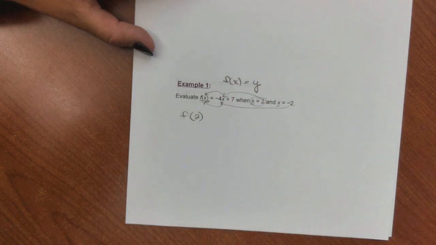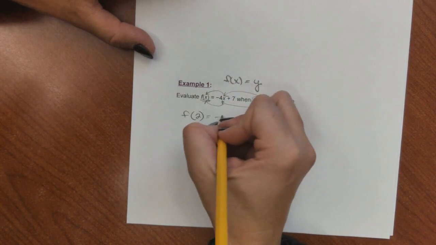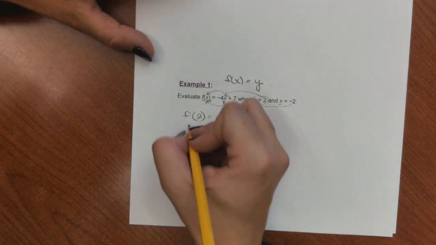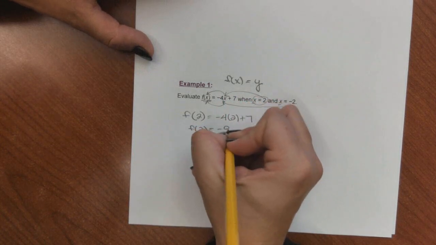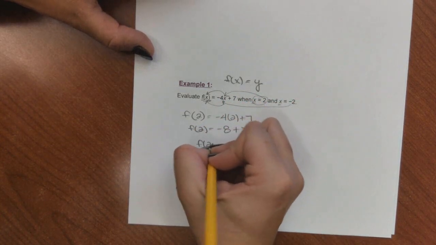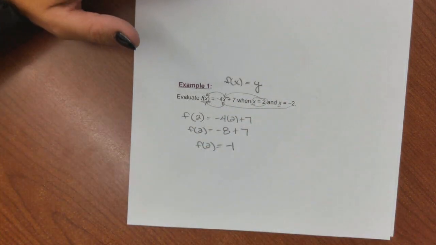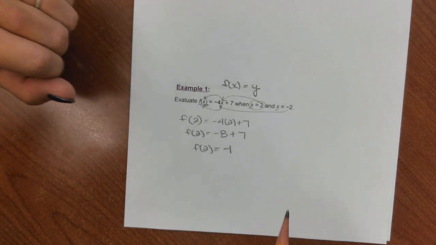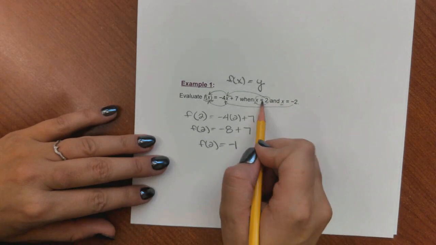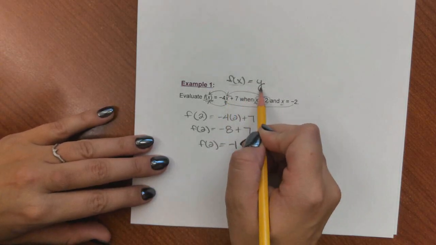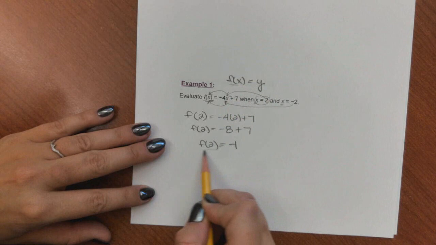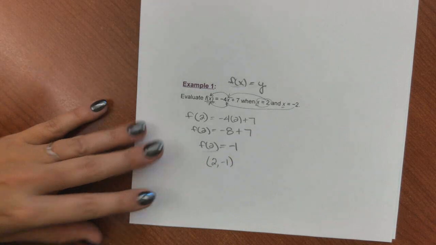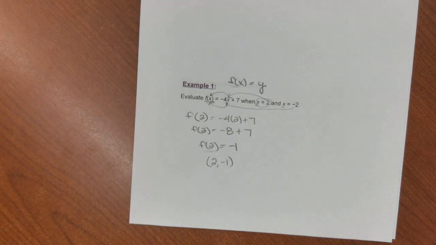Let's do x equals 2 first. F of 2 is equal to negative 4 times 2 plus 7. That's going to be negative 8 plus 7, which is going to be negative 1. Also, this represents a point. If x is 2 and f of x is y, then y is negative 1. This is also the point 2, negative 1. It means the same thing.